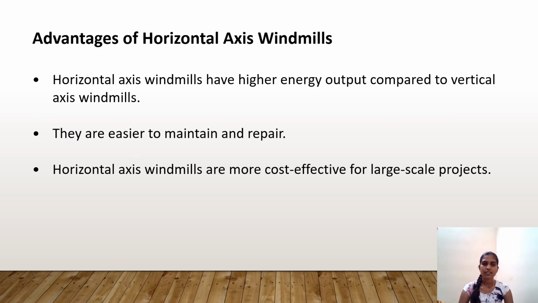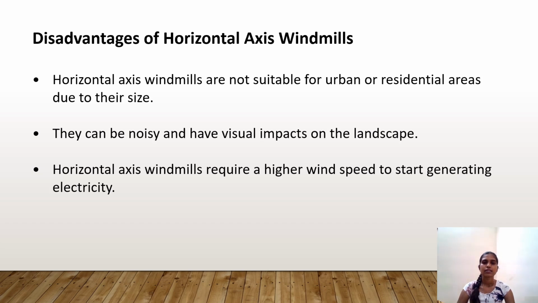Advantages of horizontal axis windmills. Horizontal axis windmills have higher energy output compared to vertical axis windmills. They are easier to maintain and repair. Horizontal axis windmills are more cost efficient for large scale projects.